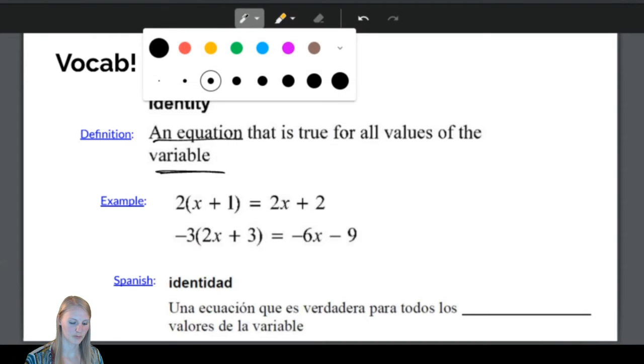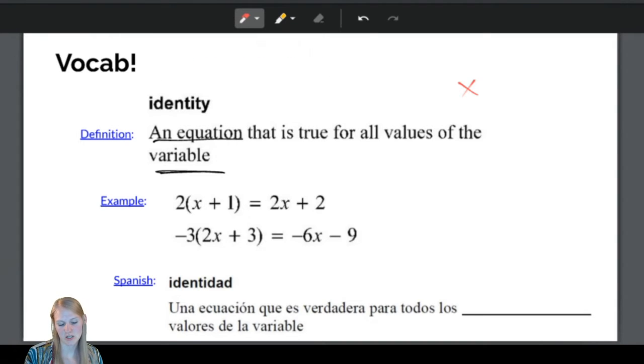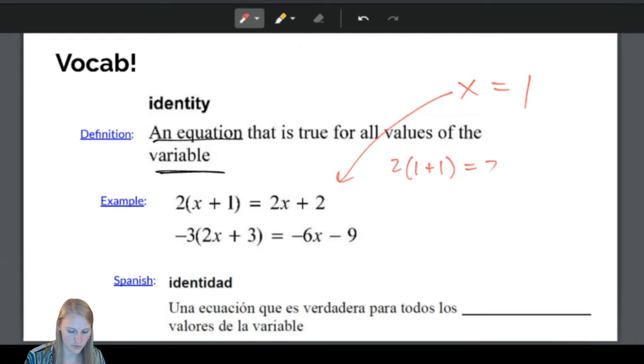If you don't believe me, let's try it. X equals, what do you want? Let's do 1 for now. If I put that into this equation, I get 2 times 1 plus 1 equals 2 times 1 plus 2. So this is 2 times 2 equals 2 plus 2, and that is 4 equals 4. Boom. X equals 1 works.